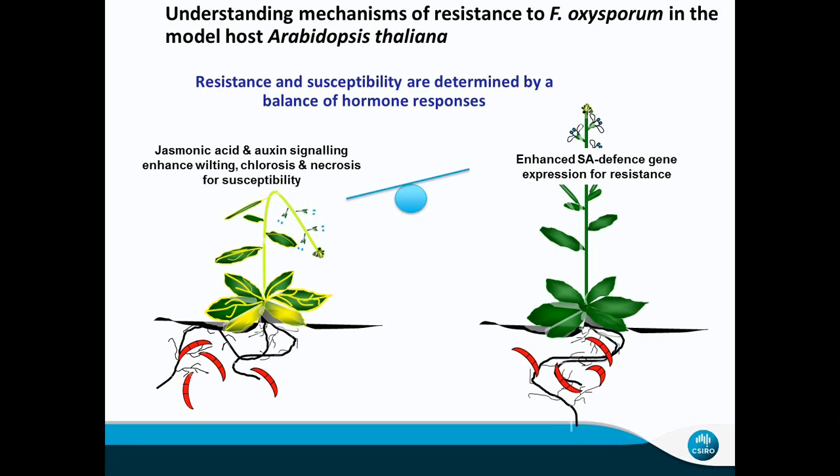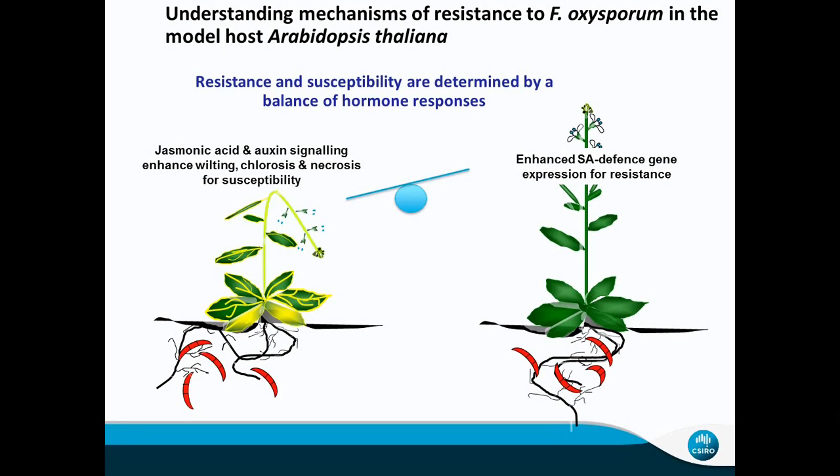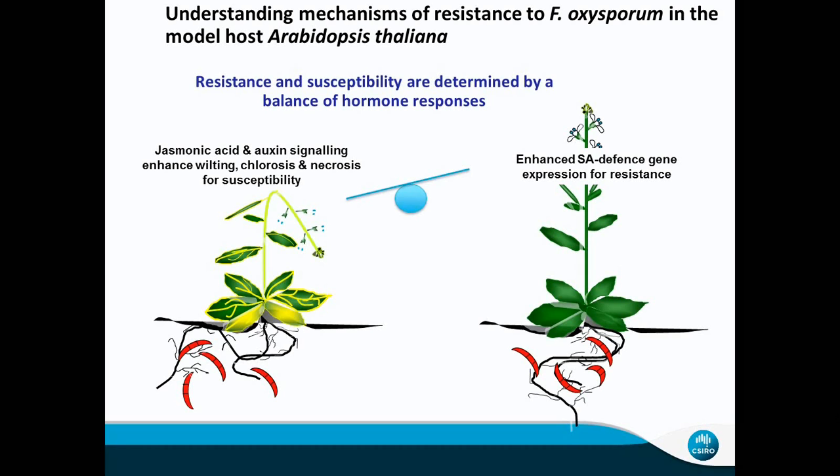Especially, to our surprise, the jasmonic acid pathway. This is one of the important defense pathways that contributes to plant defense. It is also associated with plant defense in Arabidopsis against Fusarium, but in a rather strange way that I will be going through.